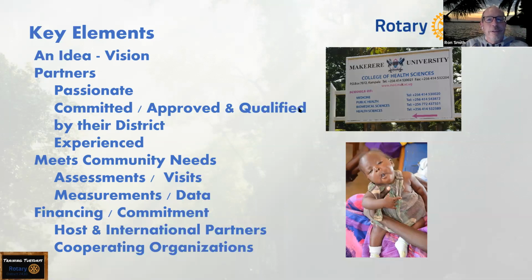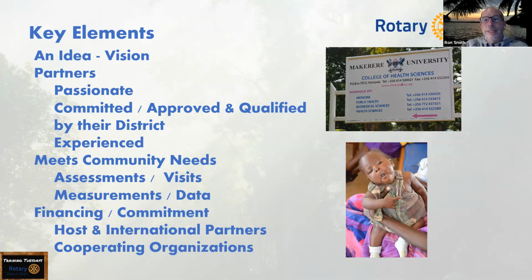June is kind of an intermediate period. You have to have some experience, whether it's your host has the experience or whether you have, or whether your partner has to have it. You have to meet a community need.